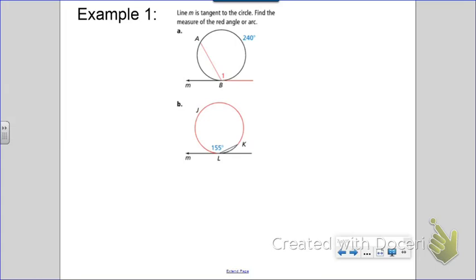In our first example, line M is tangent. Find the measure of the red angle or arc. So the first one, we're finding the angle. The angle is half the measure of its arc, so half of 240 is 120. In the second one, we're given the angle. So if we double 155 by 2, that will give us the arc, which is 310 degrees.